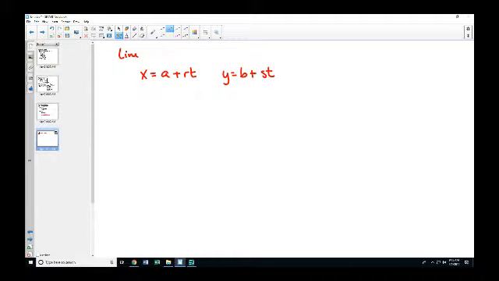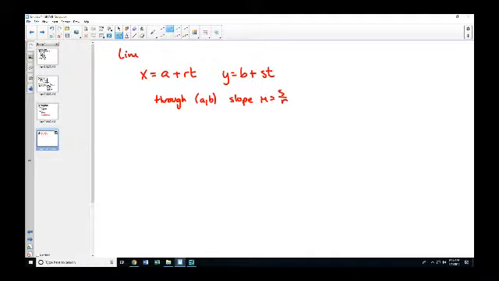A parametric line follows this form: x equals a plus rt, y equals b plus st. This line goes through the point (a, b), and the slope is s over r. So you have a and b as your position indicators, and we still have our slope based on parametrics.